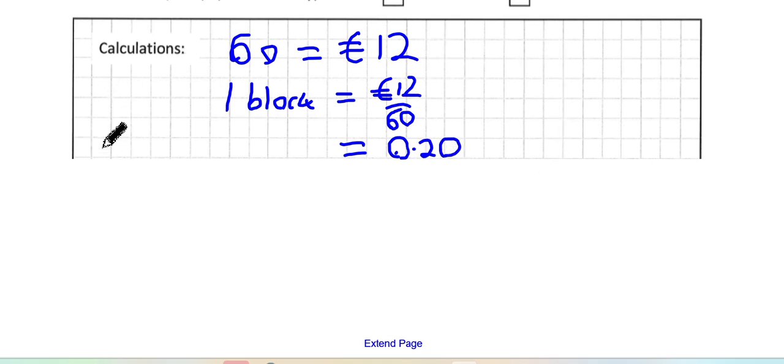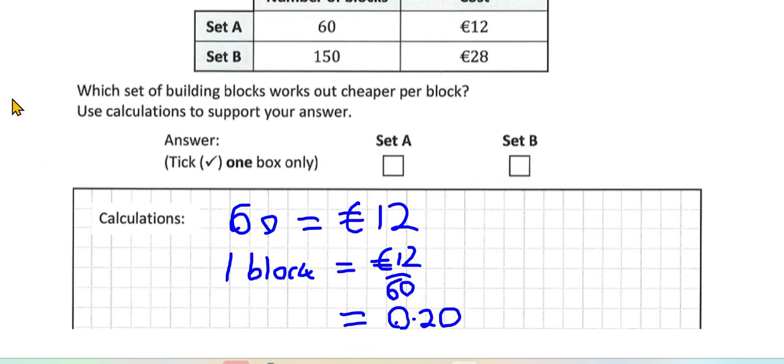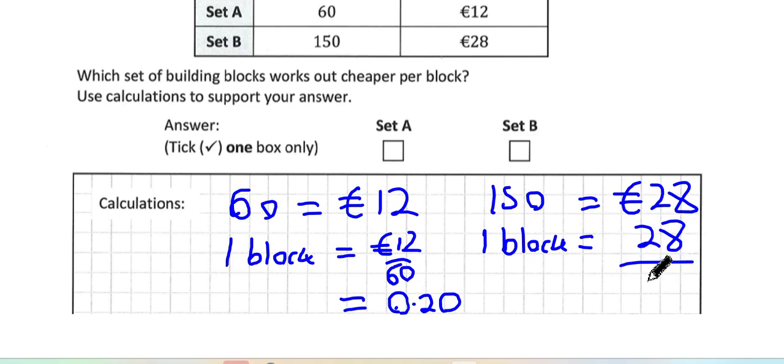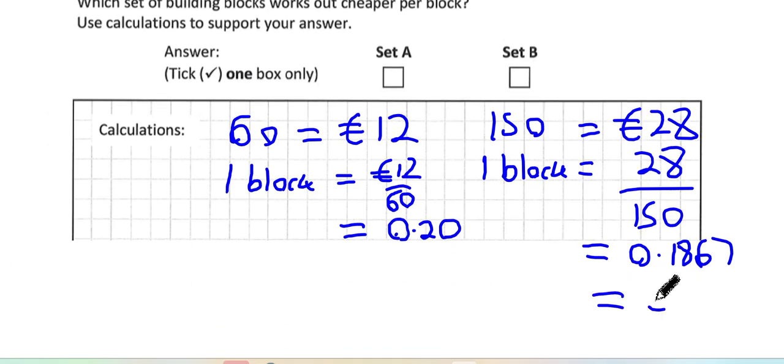And then the other one is 150 blocks costs 28. So Jay, what am I doing? I need 150 blocks cost me 28. So how much would one block cost me? 28 divided by 150, because that's 150 times cheaper. And you get 0.1867. So roughly 19 cent a block. So which one's cheaper and why? Set A, the 60 blocks for 12 euro.